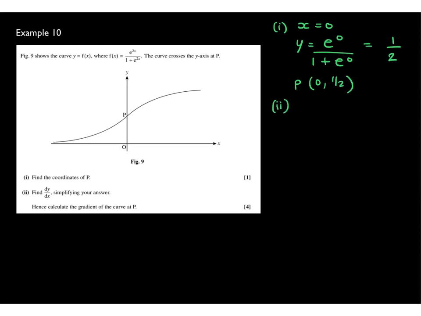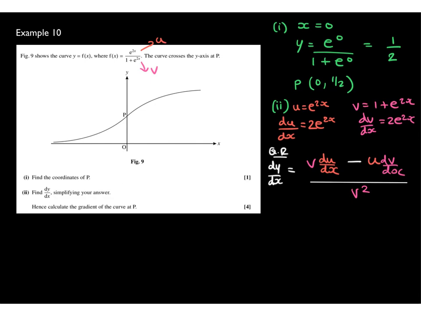Part 2, finding dy by dx. I'm going to use the quotient rule to do this. So u is equal to e to the 2x. Differentiating that, bit of quick chain rule here. We get 2e to the 2x, and v, the denominator, is 1 plus e to the 2x, and actually that will differentiate to 2e to the 2x as well. Let's set up the quotient rule.